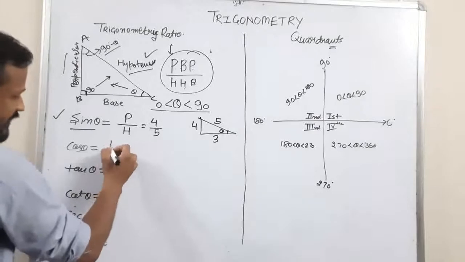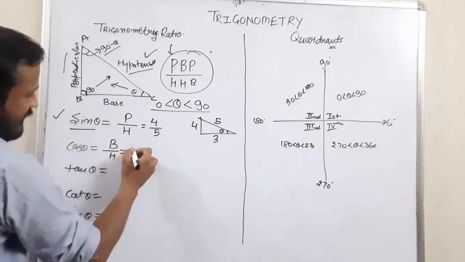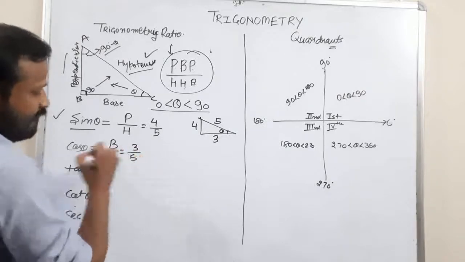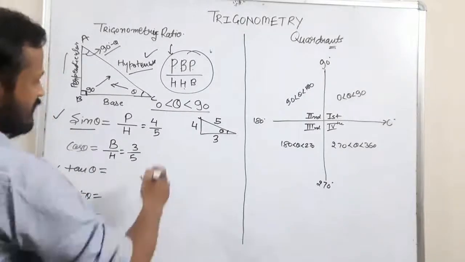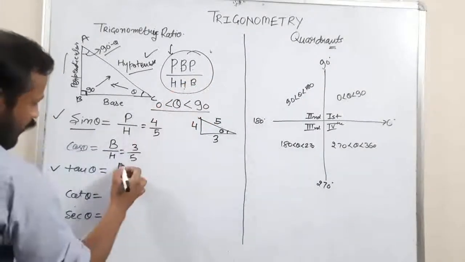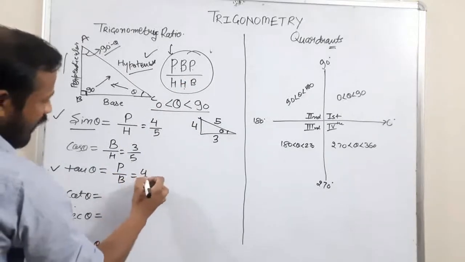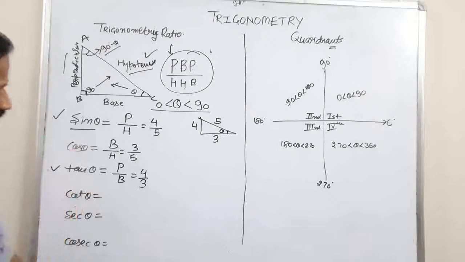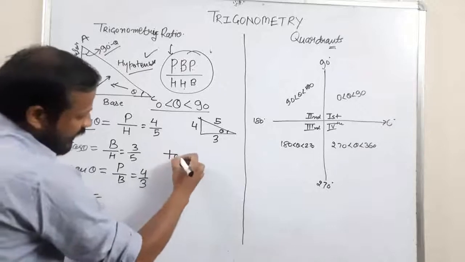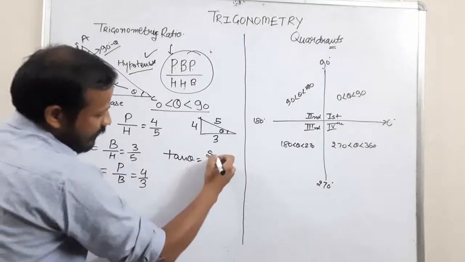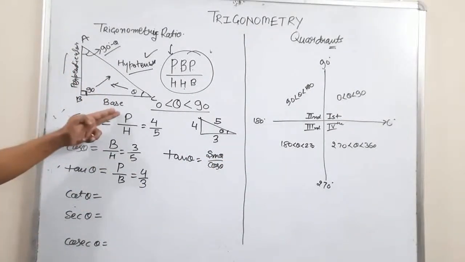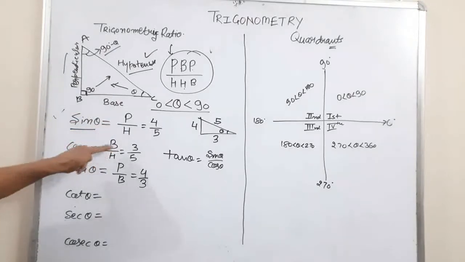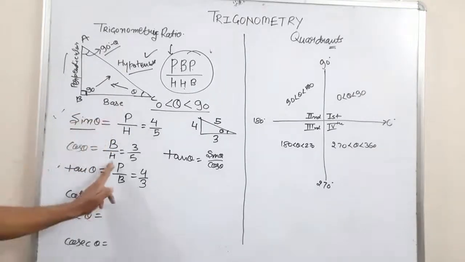The next is cos theta. It is B upon H, base upon hypotenuse, which is 3 upon 5. Then there is tan theta, the third ratio, which is P upon B, perpendicular upon base, so it is 4 upon 3. In relation to sine theta and cos theta, tan theta is sine theta upon cos theta, because when we divide P upon H by B upon H, H cancels with H and we get P upon B.